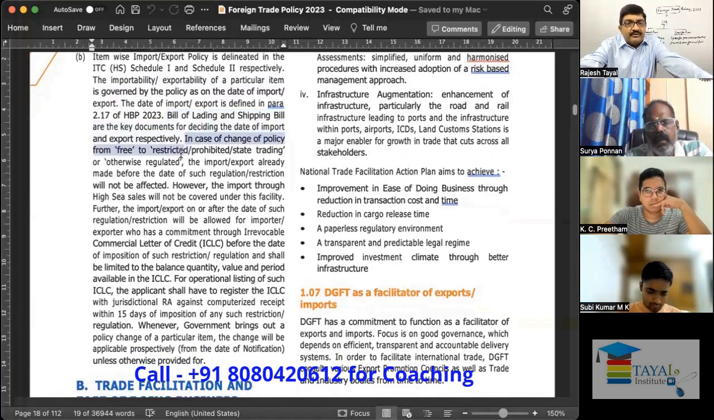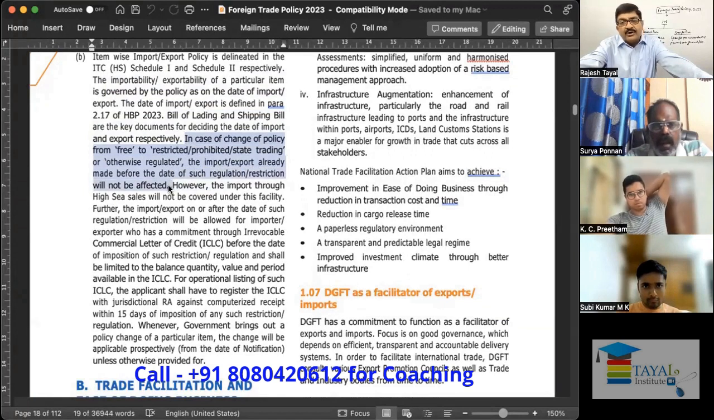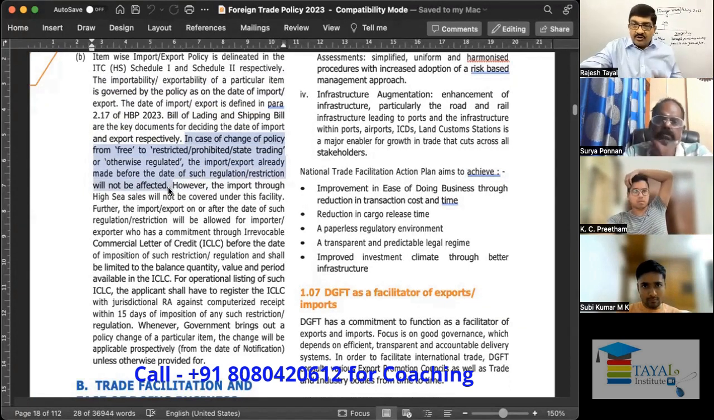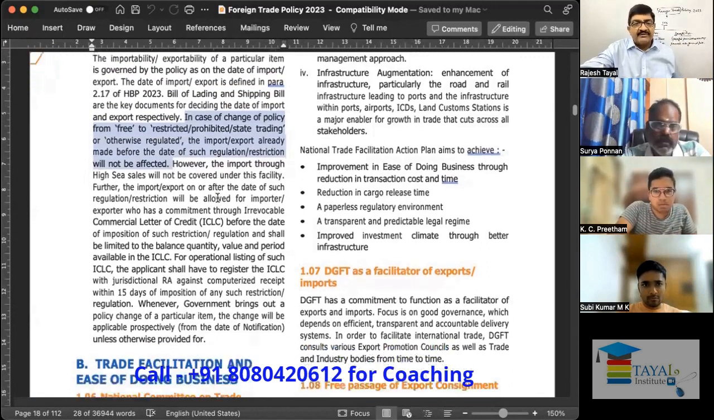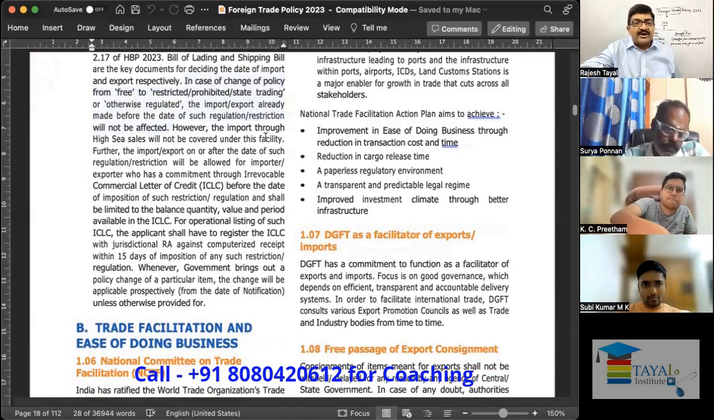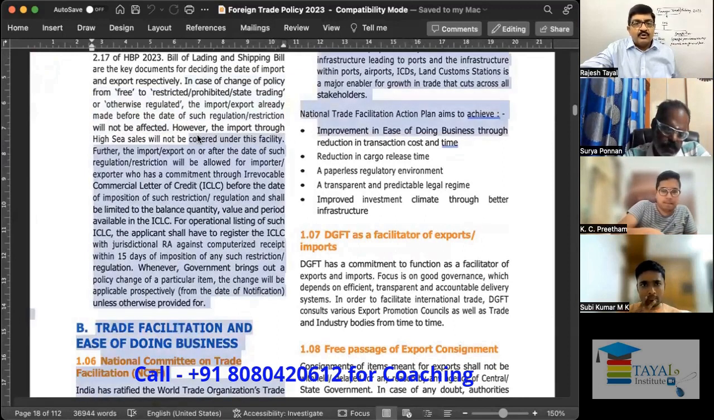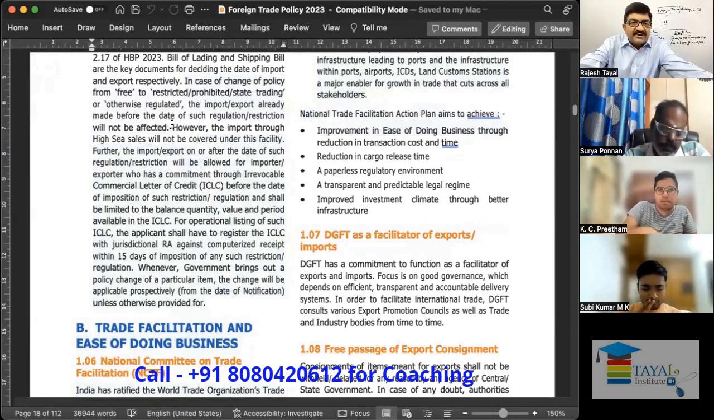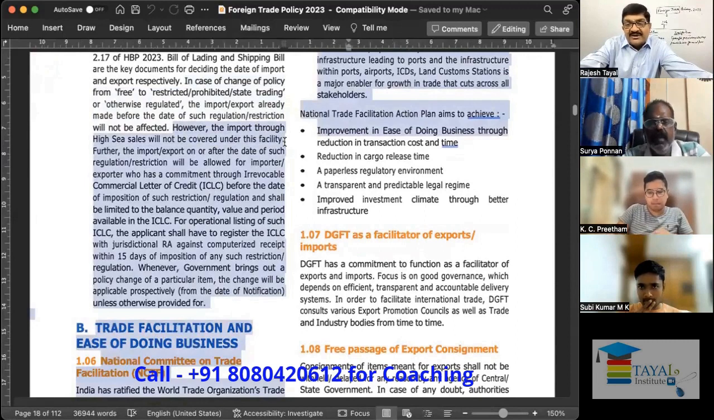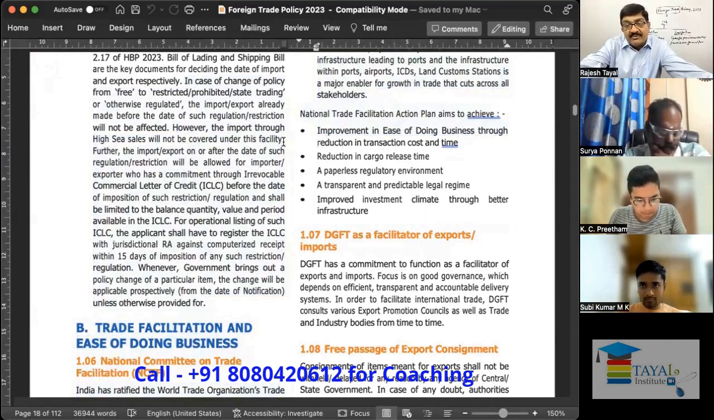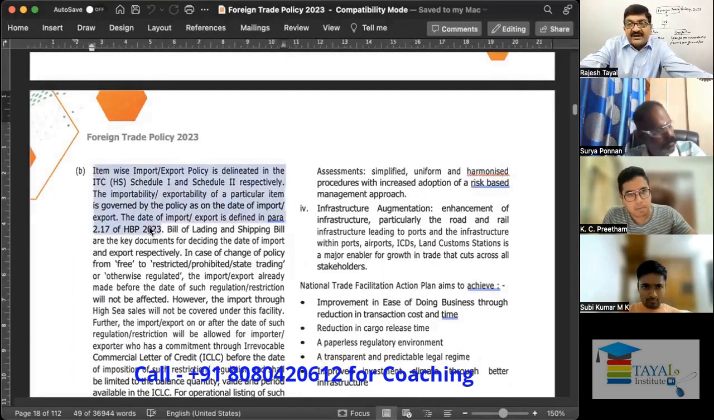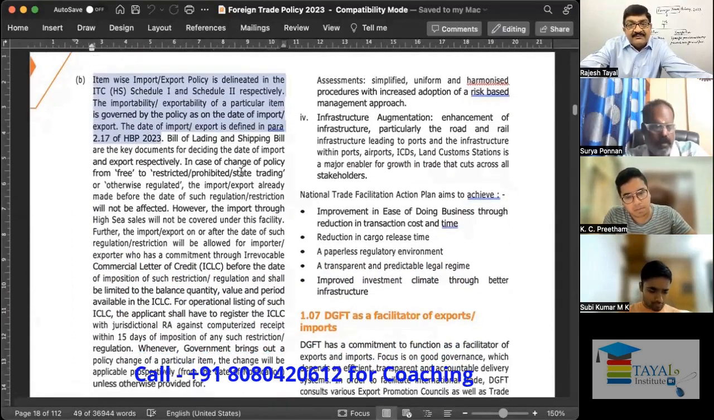In case of change of policy from free to restricted, prohibited, restricted, and otherwise regulated, the import export already made before the date of the change will not be affected. So it is a transaction already done. No retrospective effect of the policy, which we already saw. So this is not relevant for you. This highlighted area is not relevant. However, the import to the high sea sale will not be covered under this facility. So this is applicable. Something which is still yet to come to India will not be governed by this. Whatever goods land later will be governed by the importability or exportability as on the date of import. So this point you need to read in detail, and if any explanation is required, I will answer that in detail. But that will be in the next lecture.